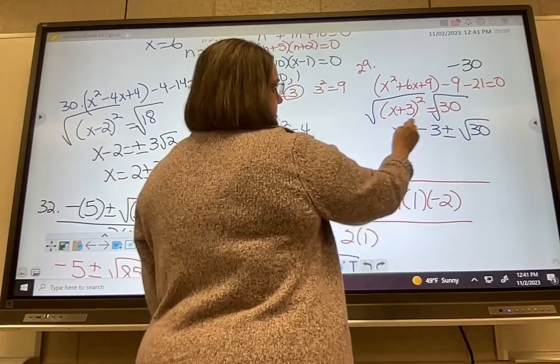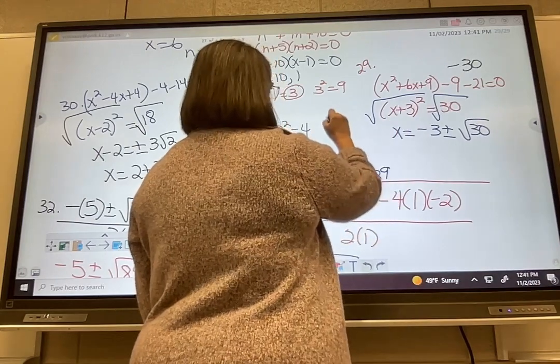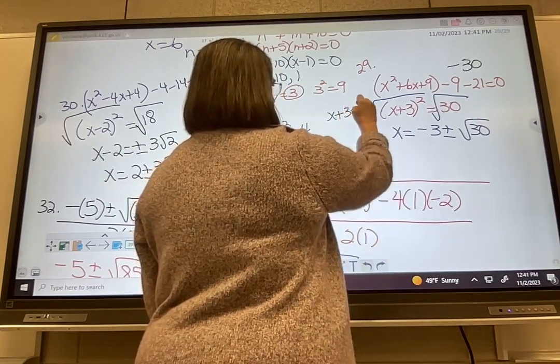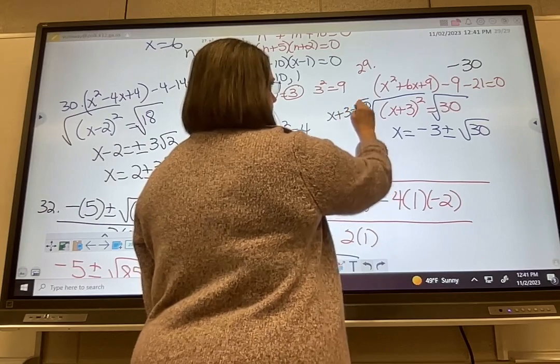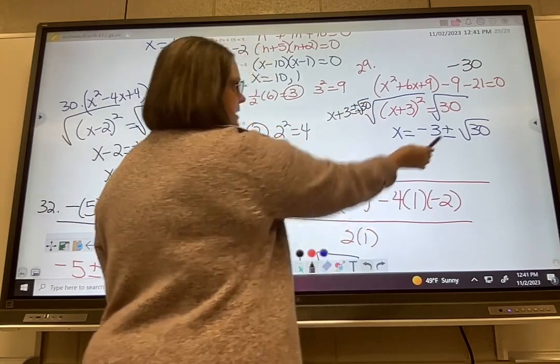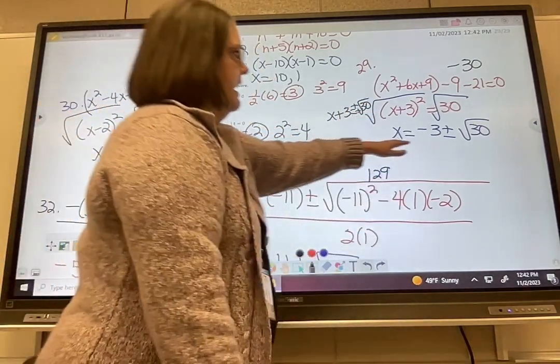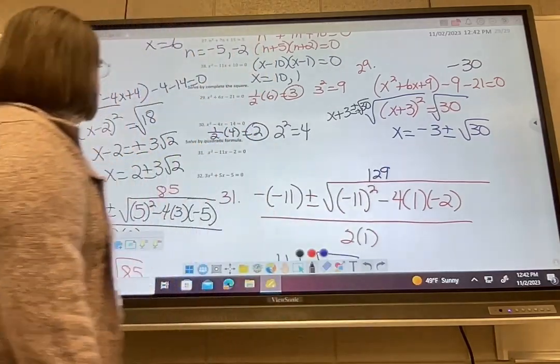That gives me x plus 3 equals the square root of 30. And then I subtract 3, plus or minus the square root of 30. Then I subtract 3. So x is equal to negative 3 plus or minus the square root of 30. That's number 29.